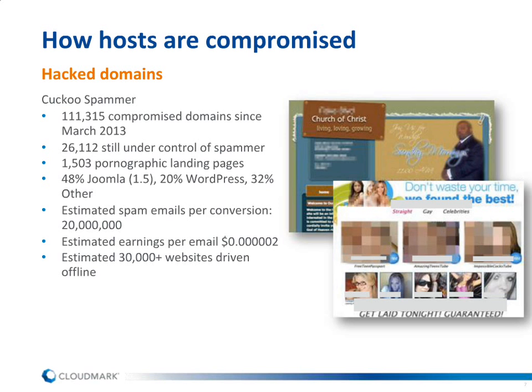By compromising respected sites running certain versions of Joomla and WordPress plugins, or by brute force password attacks on WordPress, they've compromised over 111,000 domains since March of 2013, with 26,000 still under their control. They host over 1,500 pornographic landing pages while sending enormous amounts of spam to make a profit.